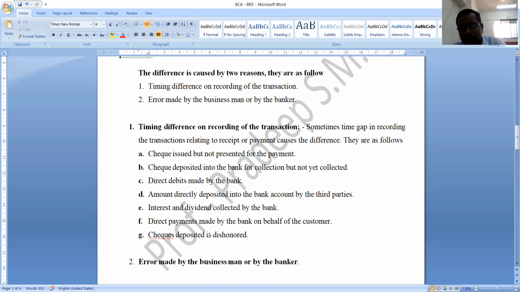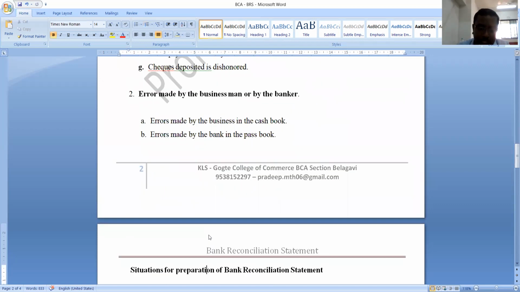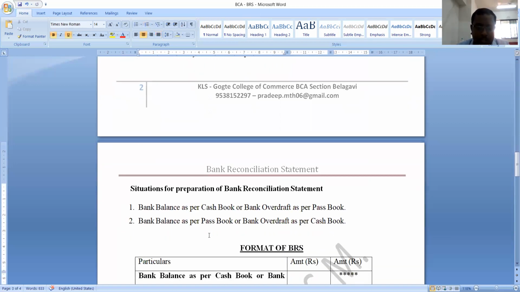Understood? So these are around seven prominent things in connection with the timing difference of recording of business transactions in the cash book and passbook. Then the second main reason is errors made by the businessman or banker. Sometimes errors will be committed by the businessman. He will make a wrong debit and wrong credit, and the same thing may happen with the banker. That causes the difference between cash book balance and passbook balance.